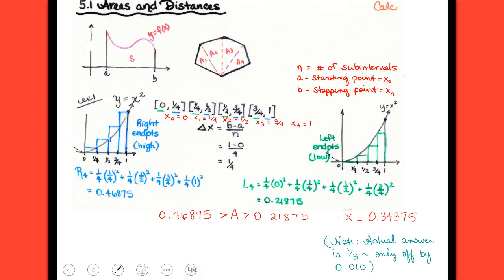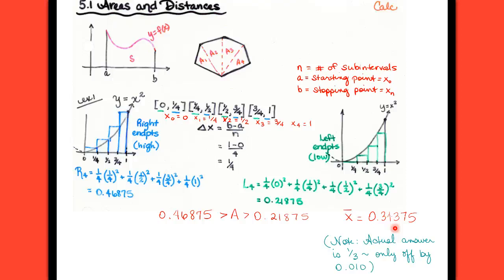If we go through and we add those two values and divide by 2, we get 0.34375. And the actual area under that curve is 1/3, 0.3 repeating. So that's not terrible. I mean, we're only off by 1/100th. Not accurate enough for AP because I have to have 3 decimal place accuracy for them, but that's a decent approximation for that area under the curve for the amount of work that we put into it.